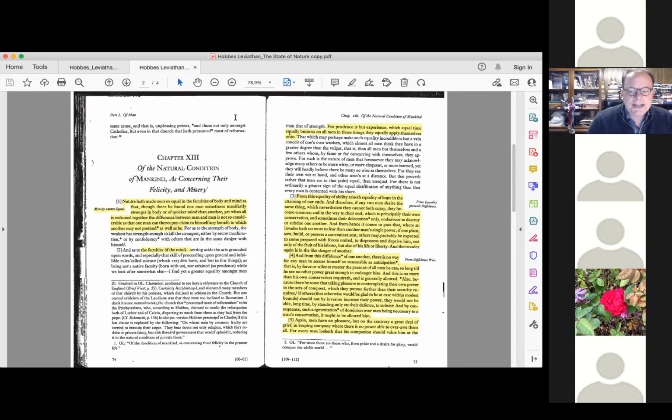So what's the natural condition? It's a condition in which there's no government, there's no Leviathan, there's no state. In that sense, he describes it as natural. It's also natural in that mankind's nature is kind of freely expressed in this raw condition without the civilizing effects of things like government, right?